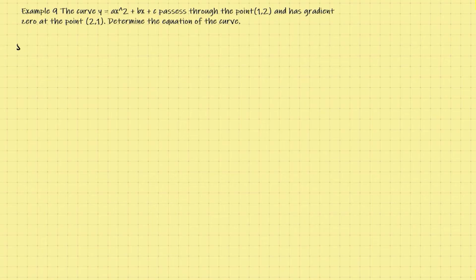So what are we going to do here? Let's think together. We have to clearly use the information that we're actually given in the questions. We've got to use that point, and we've got to use the fact that the gradient is actually zero, right? So let's try and put this to use.